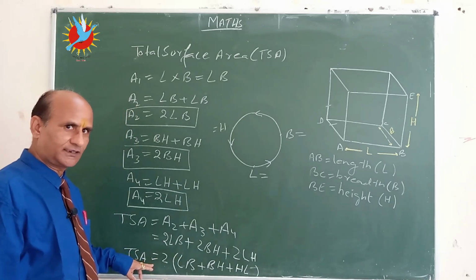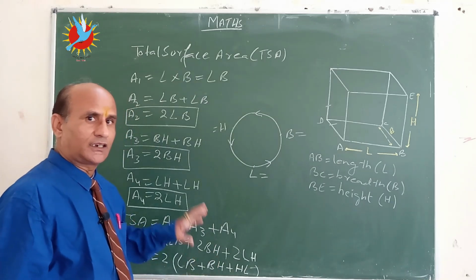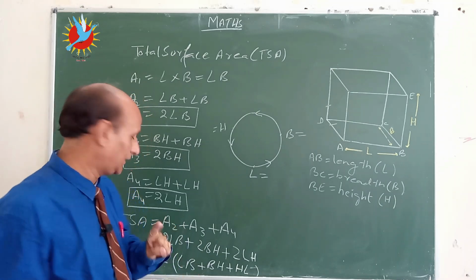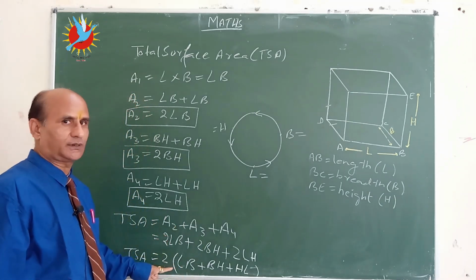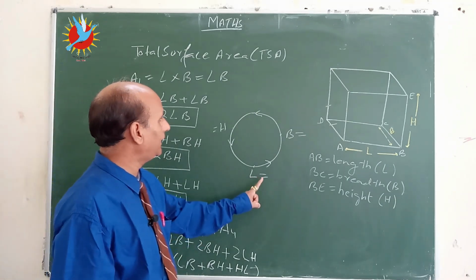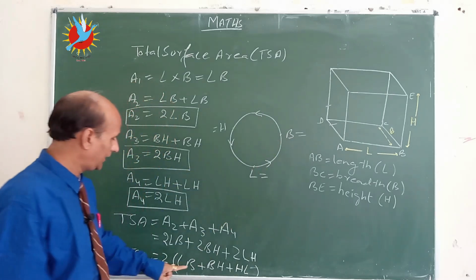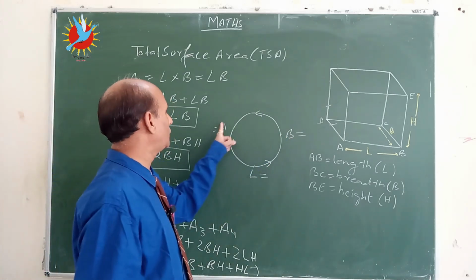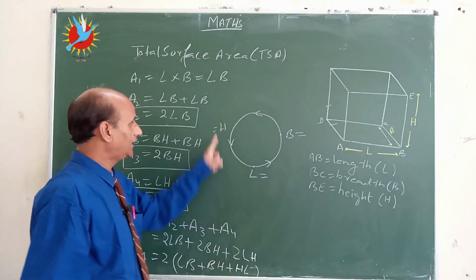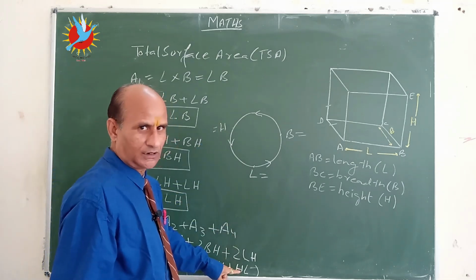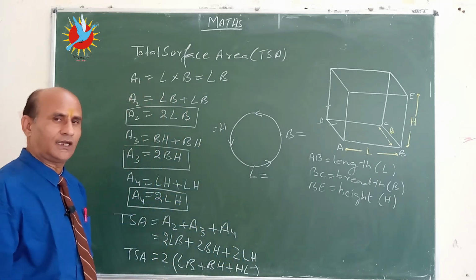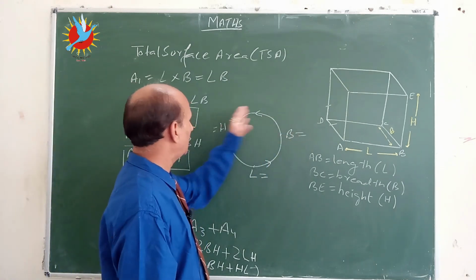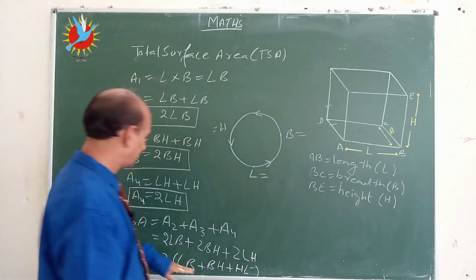Total surface area is twice this. Now if you don't remember the formula, then first put the 2 and then put the bracket. First multiply L into B, then B into H, then H into L, and you will get the formula, and whatever the figure is given, you can multiply the figure directly and you will get the answer.